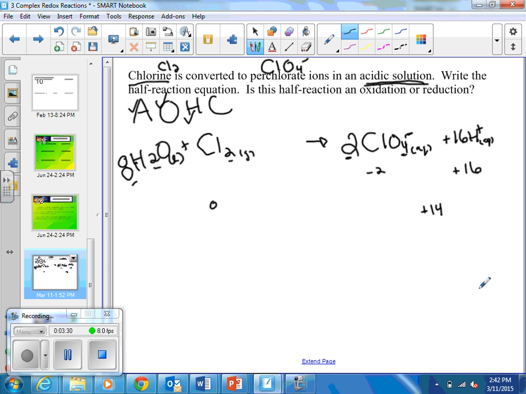+14. How many electrons do we need now? The side that is higher in positive charge is where we're going to add the electrons. So 14 here, here I've only got 0. So to make both sides equal charge, I need to add 14 electrons to this side.